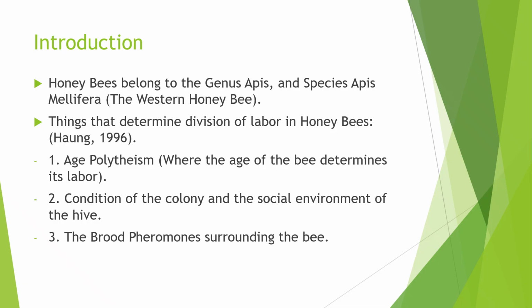So first of all, we have age polyethism, which is where the age of the bee determines the labor it conducts. Then we have the condition of the colony and the social environment of the hive. It's basically how well is the hive doing and what does it need. And then the brood pheromones that are surrounding the bee, that are causing the bee to carry out these different tasks.